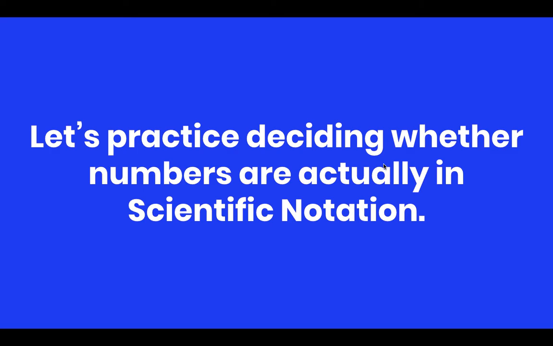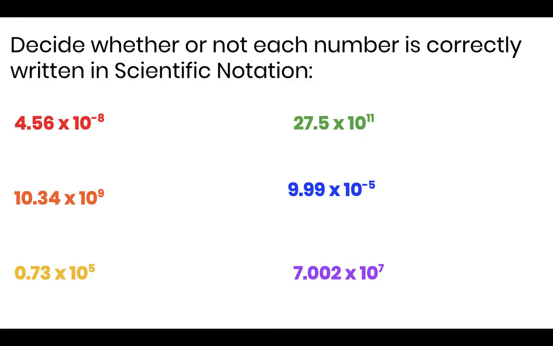So let's practice deciding whether numbers are actually in scientific notation. Decide whether or not each number is correctly written in scientific notation. Let's look at the first one. 4.56 times 10 to the negative 8th. So we look at our coefficient and we look at our exponent. Remember our rule, the number in front of our decimal has to be equal to or greater than 1, but less than 10. In this case, it's 4. Yes, that fits. And we look at our exponent. It's a whole number, so that one will work.